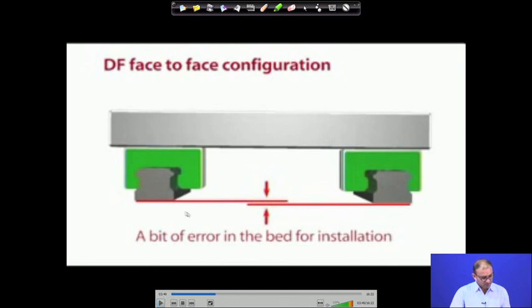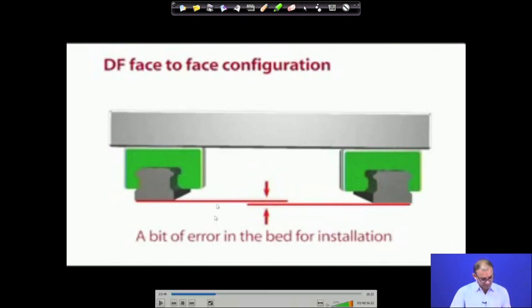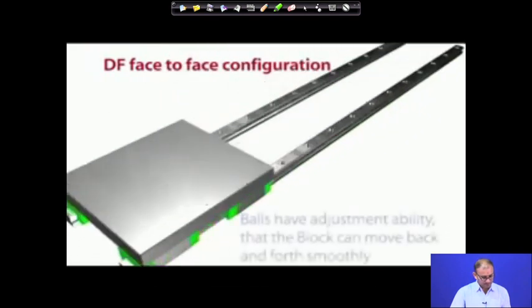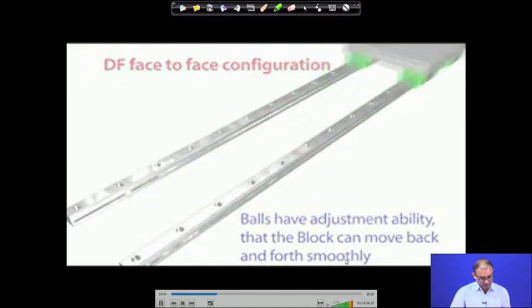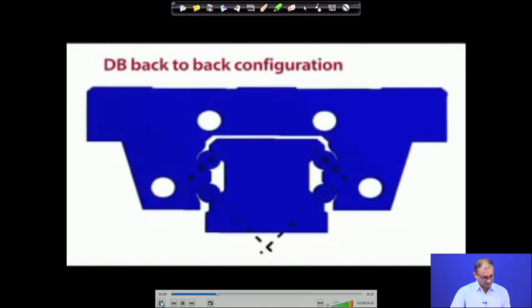What is the advantage of this? If there is a little bit of error in the bed installation, it will be a very small fraction of a micron, but that also matters when you do machining at 0.1 or 1 micron depth of cut, and at that time it will create a problem. But this particular alignment will not create a problem if you use this face to face configuration. The balls have adjustment ability, so the block can move back and forth smoothly even with a little bit of such a problem.